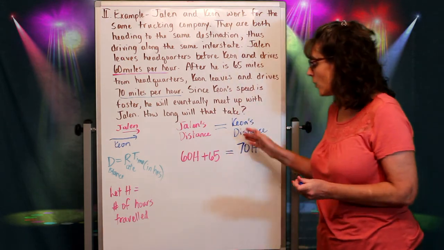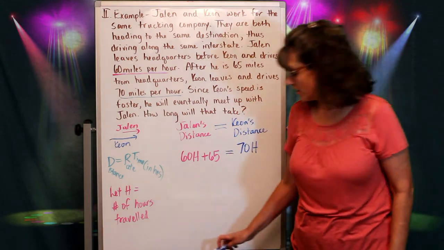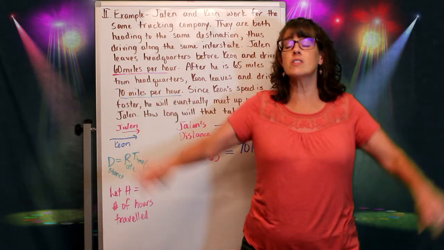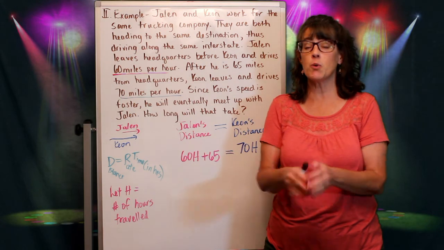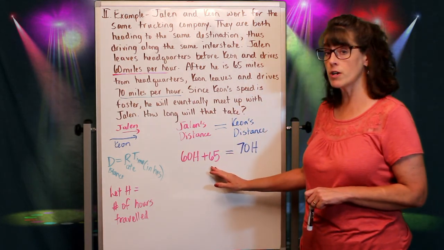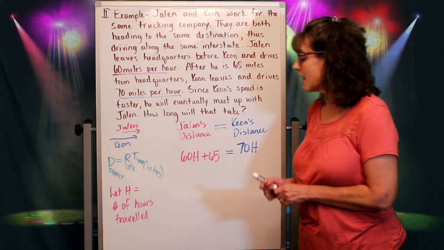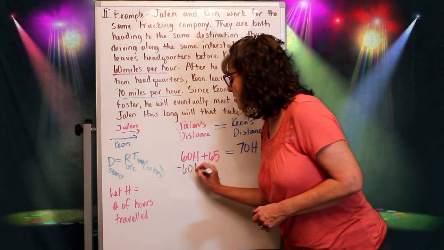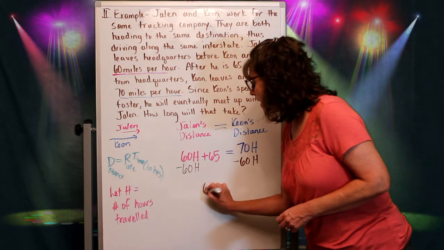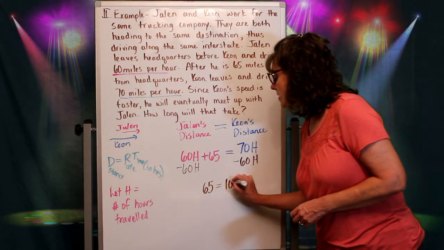We just did the hard part. We set up our equation, now all we have to do is solve it. Remember, to solve your equation, you need to separate your variables and your constants. It does not matter which side you get the variable on. It does not matter which side you get the constant on. But notice your constant is already over here, which means let's just slide this 60H over to the other side, quick and easy like this. And when I slide that 60H over, I have 65 equals 10H.